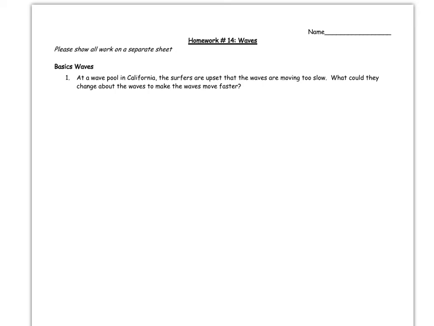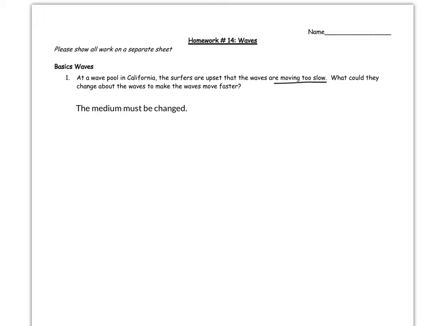I'm going to start working through the homework here. So our first question, we have a wave pool in California, and the waves are moving too slow in this wave pool, and so we want to know what we can do to change how fast the waves are moving. And really, the key idea here is the medium must be changed. That's the only way that we can change the velocity of the waves.